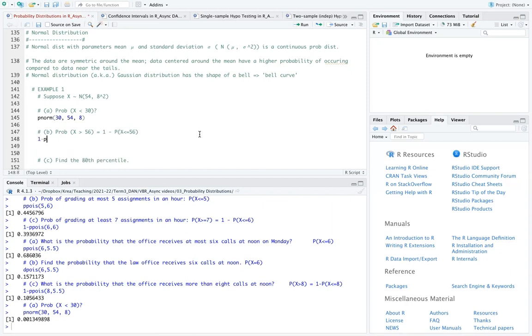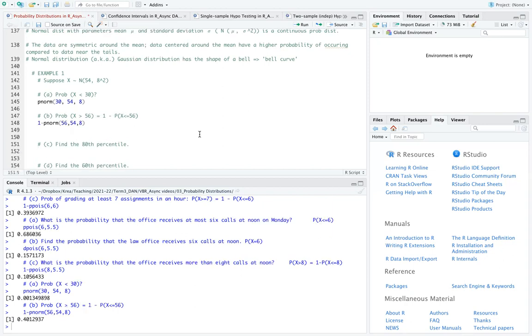So let's go ahead and find this. This is 1 minus P norm. 56 is our value of interest, 54 is the mean, and 8 is the standard deviation. Compute the answer. It is 0.40129. Now let's do the next one.